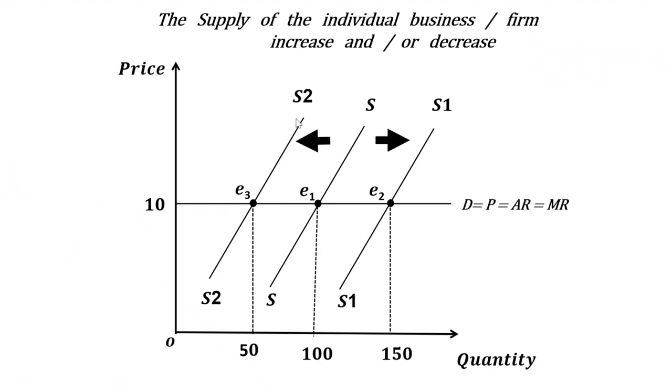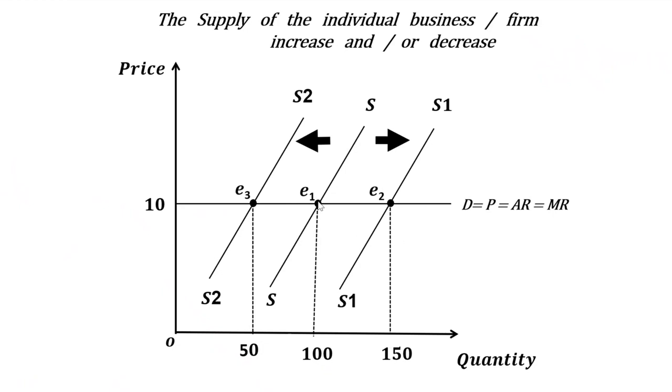Why? Because the individual business is a price taker. They take the price from the market. That is why, let's sum up. When the producer increases its supply, the supply curve will shift to the right, a new supply curve will be formed, a new equilibrium will be formed, and that means that the supply on the market will increase from 100 units to 150 units.